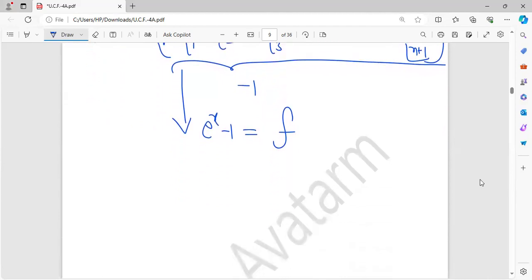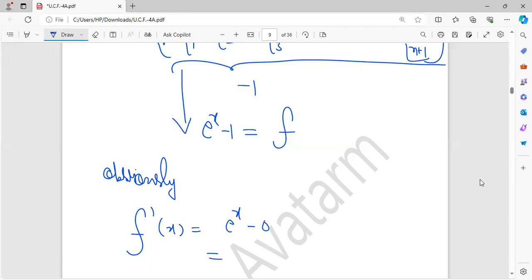So now obviously, what is the derivative of this? The derivative of e to the power x is e to the power x, and what is the derivative of 1? 0. That is my g. So it is verified. Okay. It means my theorem is correct.